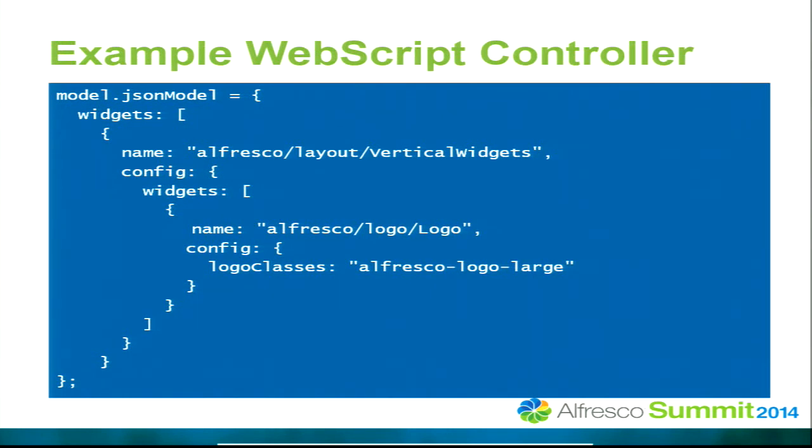So this is a very trivial example. Here's my WebScript controller. It defines a JSON model. I've got a stack of vertical widgets in which there is a logo. Not very earth-shattering, but this is the repeating pattern of widgets, config widgets. Everything defines a child. It's a tree structure. Very straightforward.